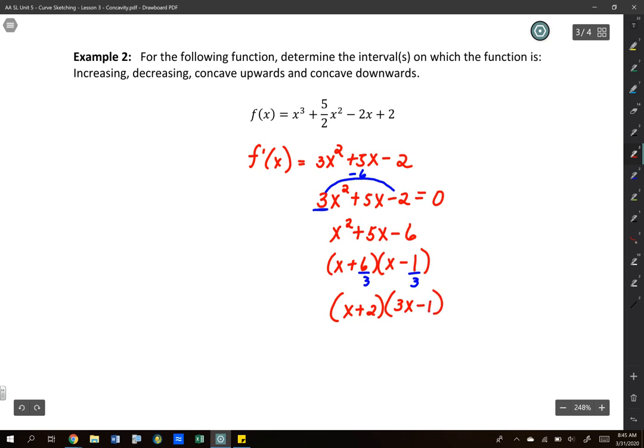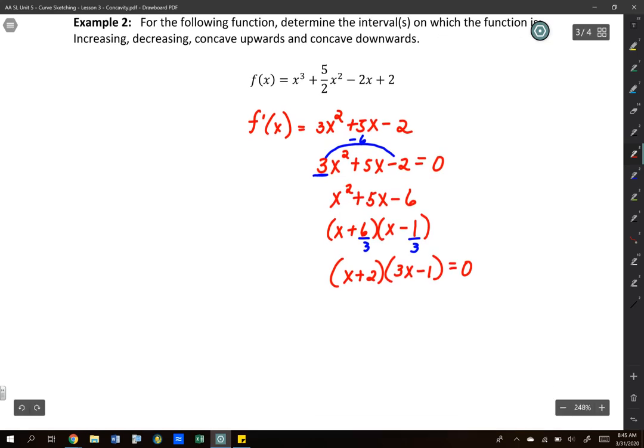And if you can't simplify, you just bring that 3 in front. All right, so we get (x + 2)(3x - 1) = 0. Now you certainly can factor it however you want. That's just a way that I've been demonstrating in class that seems to work well for a lot of people. Just a reminder about that. Factor it however you want as long as you get here.